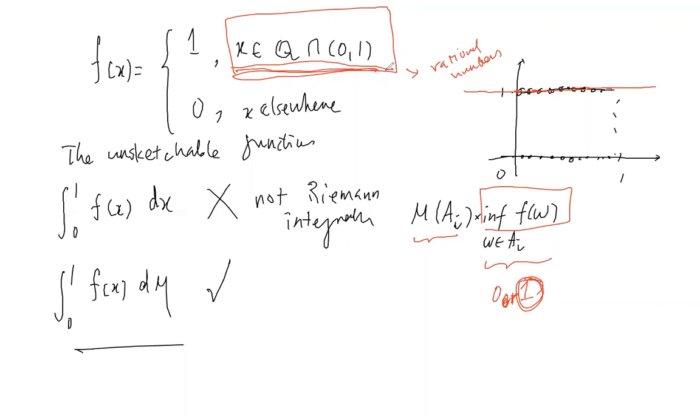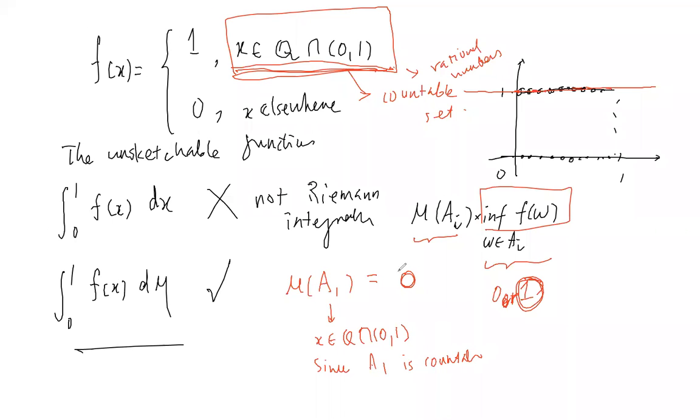You look at this set here. This set is a countable set. So a countable set will have what measure? This will be the set where Q is in [0, 1]. So the measure is 0, since A1 is countable. So 0 multiplied by 1 will give you 0.